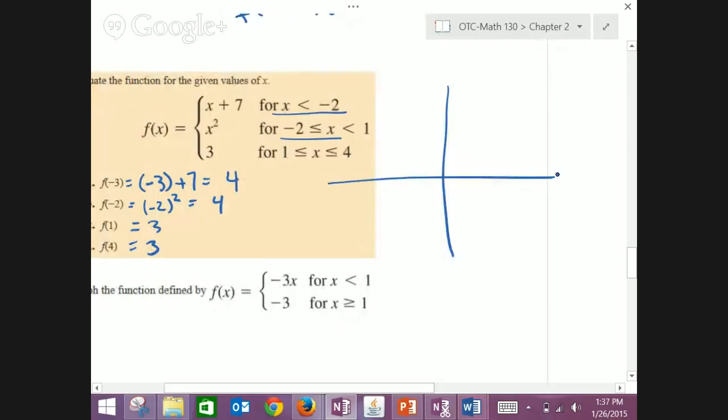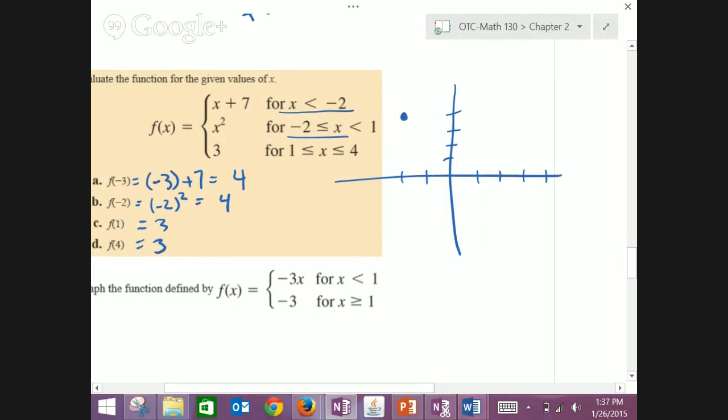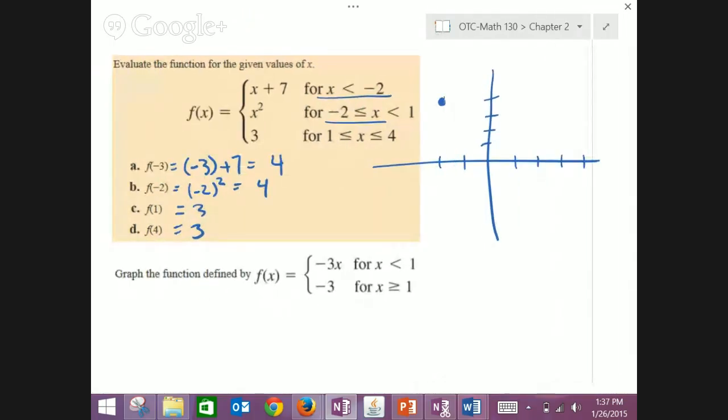If I'm less than -2, also let's go to -2. At -2, I know my output's 4. But if I'm less than -2, I'm a line with slope 1. I have a positive slope, right? So if x is -7, then it'd be 0. So this would be -7. So this is just a slope of 1, right? If I was to graph that.